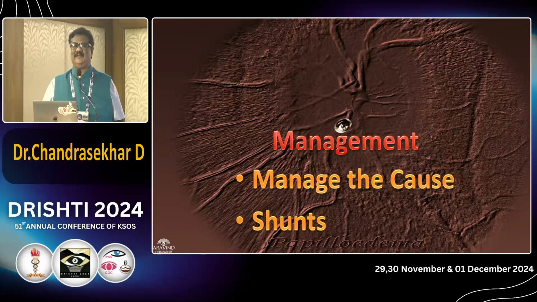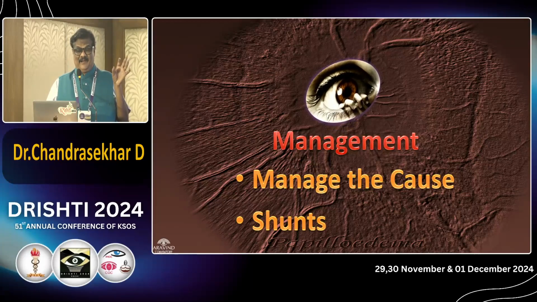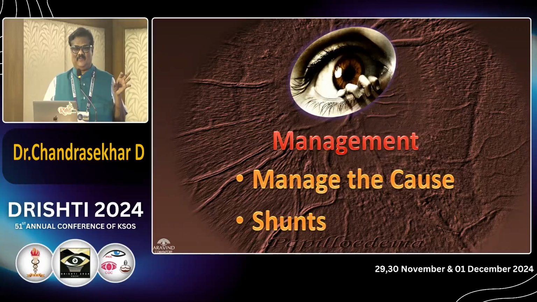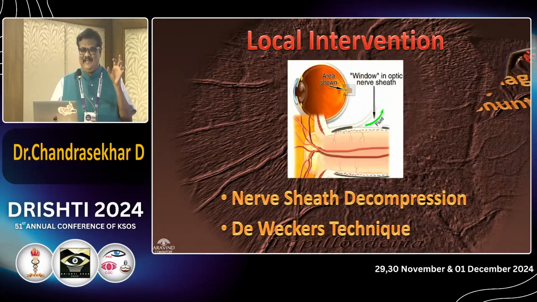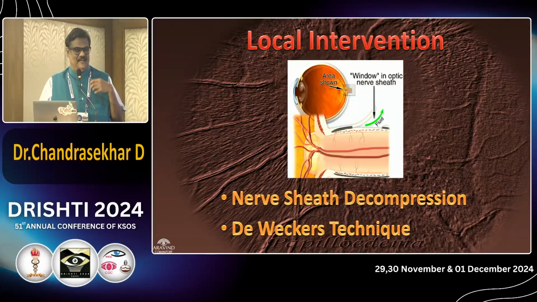Management is nothing but treating the cause. The primary cause has to be treated, a space occupying lesion has to be removed, and we have to follow up the eye to look for any compromise of visual functions like fields, color vision and visual acuity. If they are not able to remove the cause, they will do a shunt, ventriculoperitoneal or other shunts. But when it is beginning to affect the eye, we need to do local intervention, a nerve sheath decompression. This is called the De Vickers technique. The approach could be medial, anterior, lateral, or even transconjunctival.